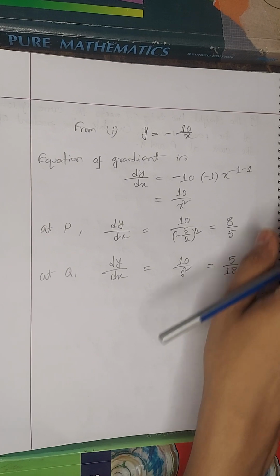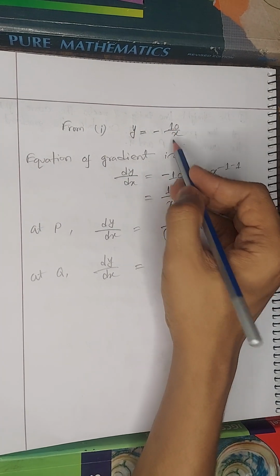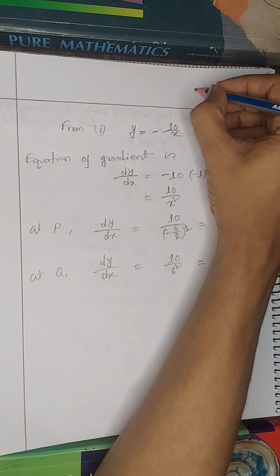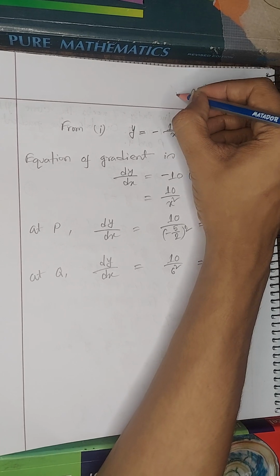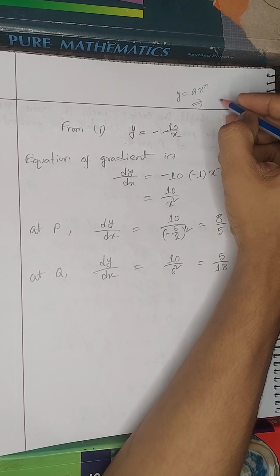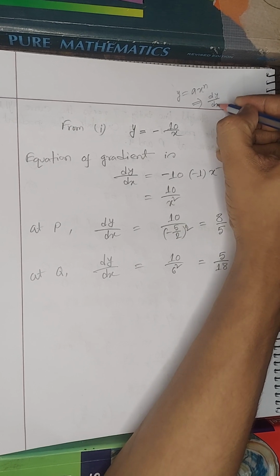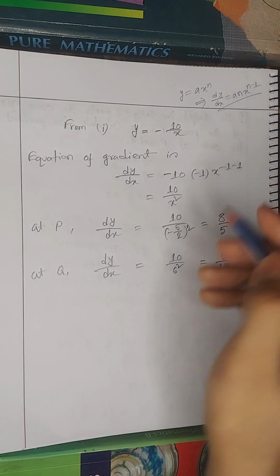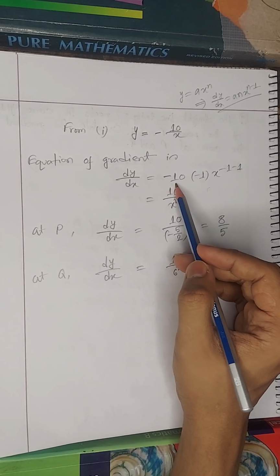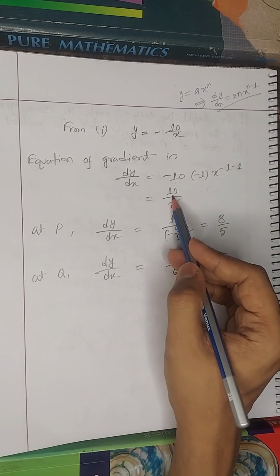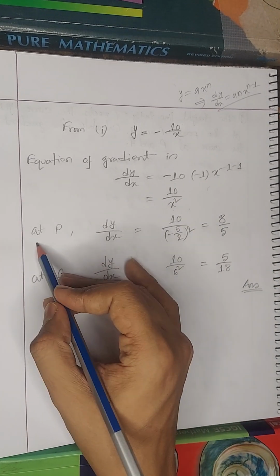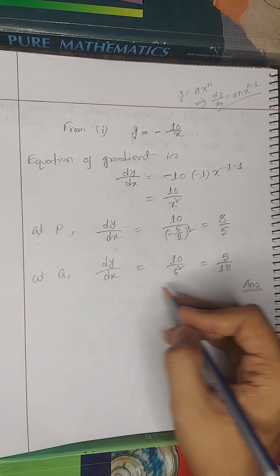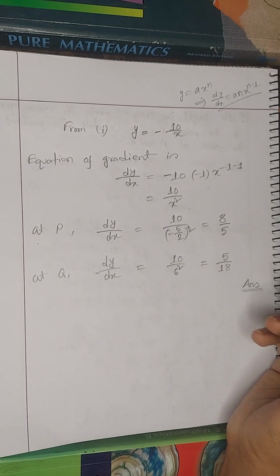So from equation 1 we know y is equal to minus 10 by x, and the gradient will be dy by dx. We know the formula: if y equals a x to the power n, dy by dx will be a n x to the power n minus 1. So we apply this here, minus 10 times minus 1 x to the power minus 2, which is 10 by x square. At p the dy by dx, by calculating, we get 8 by 5, and at q we find the value 5 by 18.